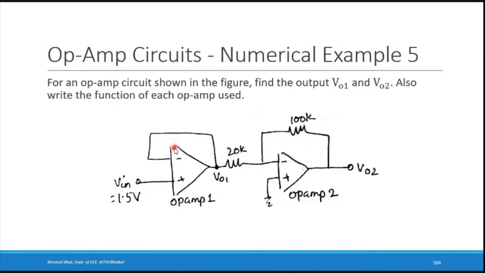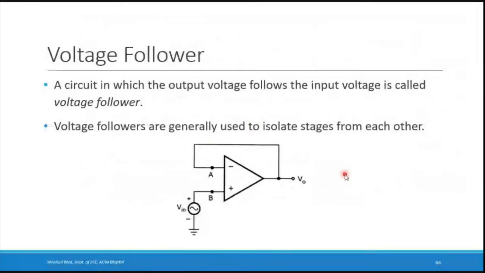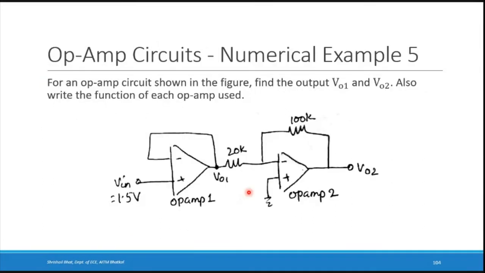What kind of circuit is this? Can you look at this circuit? At the non-inverting input terminal, we have connected the input voltage. The inverting input terminal is connected from V0, no resistance is used. The output will be the same as the input, isn't it? So it's a voltage follower, right? In a voltage follower, the output is equal to the input. Your output is V01, that should be equal to Vin.